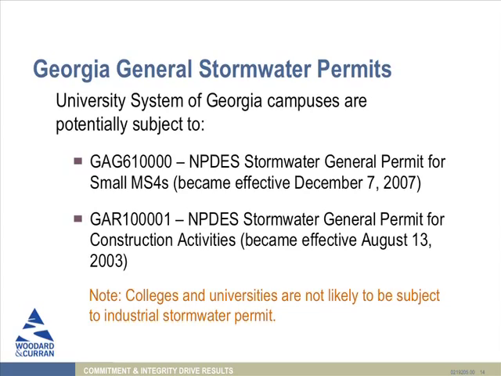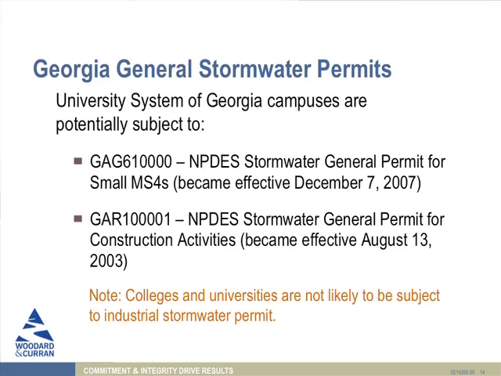So the types of general permits that could potentially apply are, we've got the general permit for small MS4s. I'm going to talk about that one a little bit more. And then there's a general permit for construction activities. This particular number, GAR 100001, is for individual construction projects. There are 2 other types of construction general permits that are less likely to apply on a campus. One is for infrastructure projects that are conducted by an infrastructure contractor, and then the other one are for common development construction projects, where you have multiple construction projects going on at the same site on different schedules.